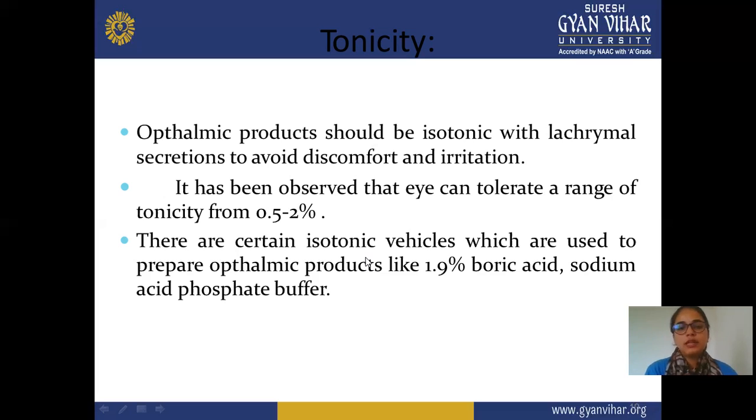Next, there is a certain isotonic vehicle which is used to prepare ophthalmic products, like 1.9% boric acid and sodium acid phosphate. Means mainly this isotonicity is maintained with the help of 1.9% concentration. 1.9% concentration is very sufficient for your eye and maintains the proper tonicity in your eye. And in this, mainly boric acid and sodium acid phosphate buffer are used at 1.9% concentration.